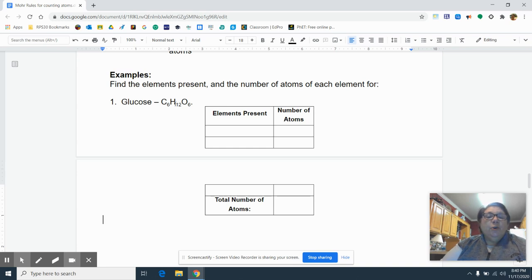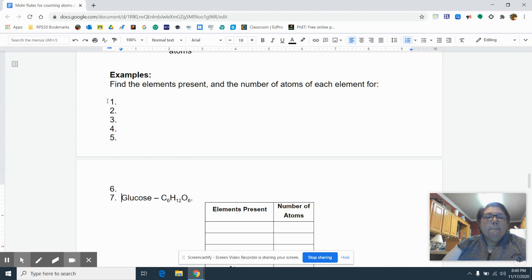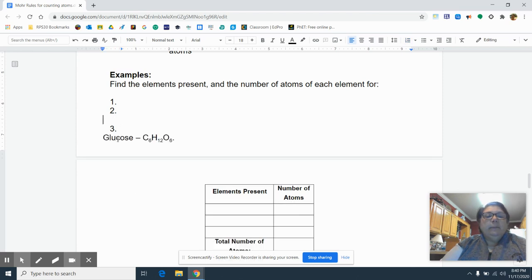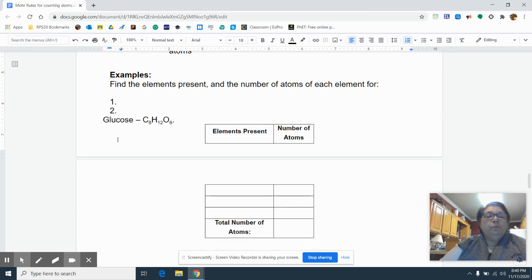And I'm going to, sorry, a little bit of format going on here.